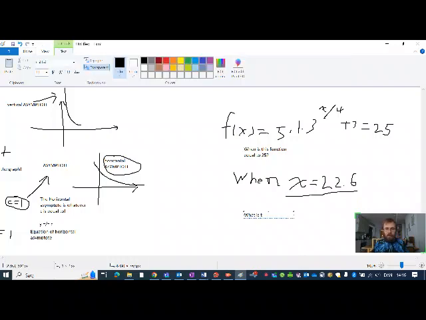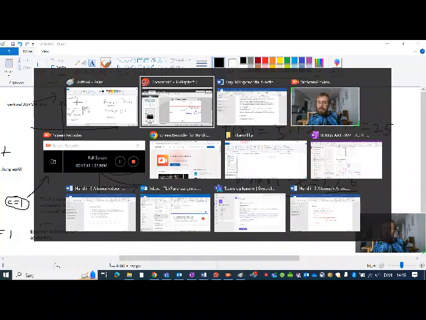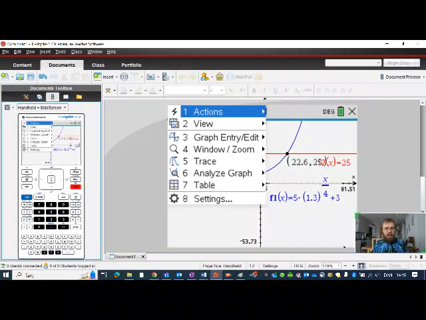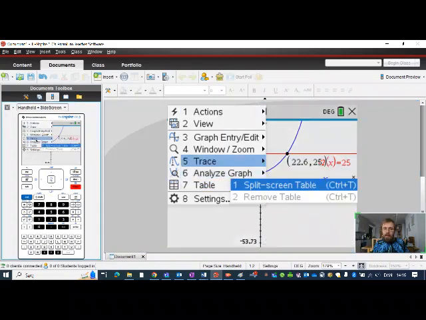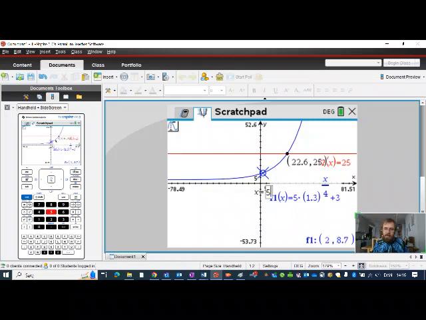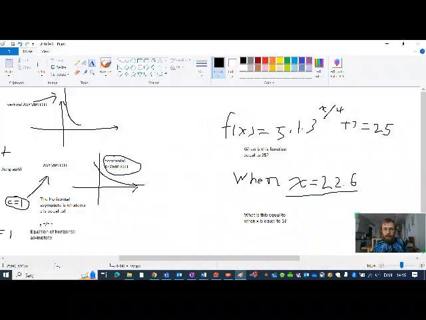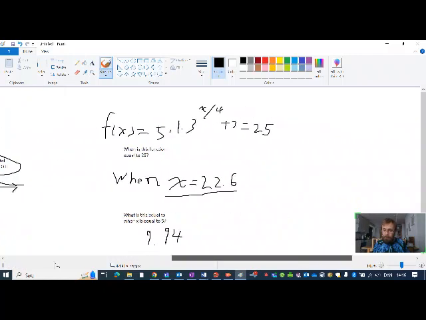Of course, you might also get another question, which is something like, what is this equal to when x is equal to 5? Well, that's also pretty easy because, again, we can just go into the calculator and, instead of picking analyze, we can go into trace. Then we can simply say, well, let's let x be equal to 5 and see what the answer is. 9.94. Okay. So that's 9.94.